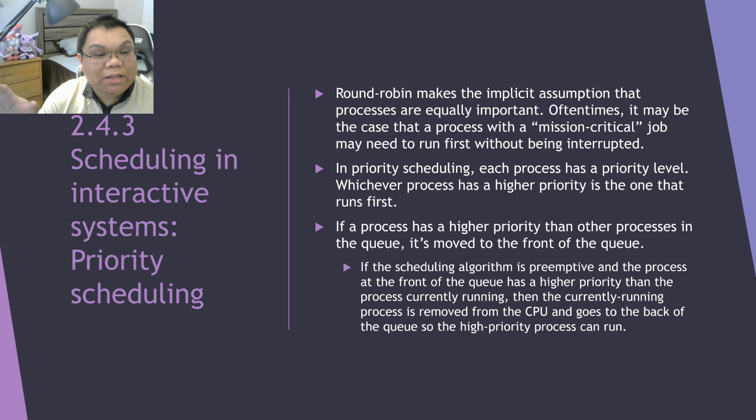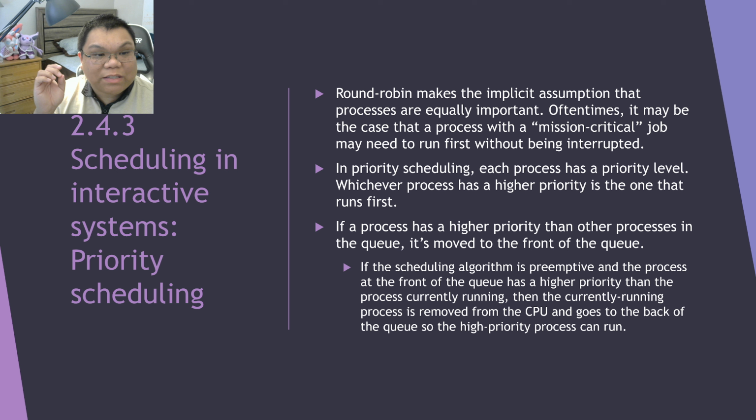If a process comes in with a higher priority than anything else in the queue or on the CPU, if this is a preemptive system, then whatever process is on the CPU is taken out and put in the back of the queue. The high priority process, when it entered the queue, had a higher priority than all other processes, so it's going to end up at the front of the queue. So when the CPU scheduler says, next, it's the high priority process that runs.